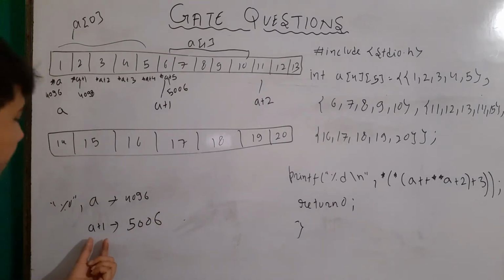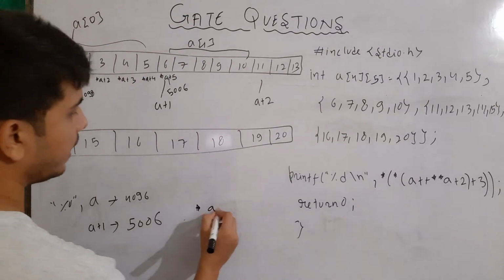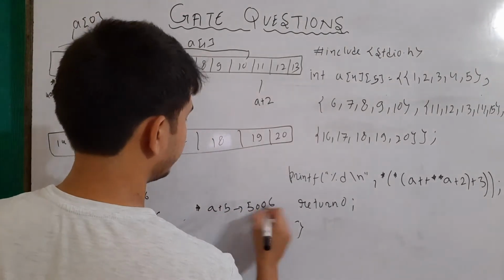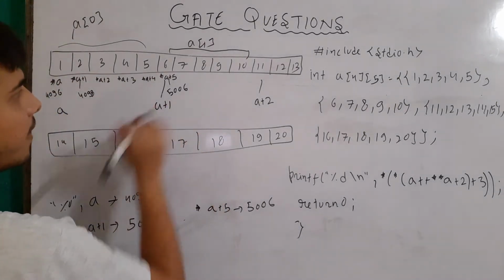Now either I can write A + 1 or I can write *(A + 5). It will also point me to the same memory location, which is 5006. So this will also give me the output as 5006.